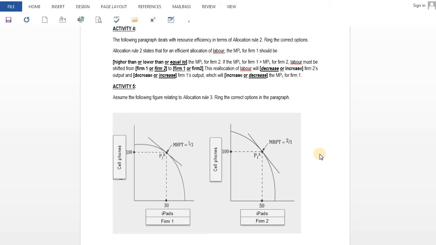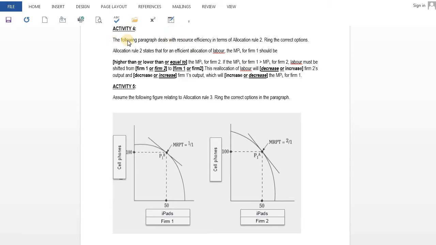So to catch up, allocative rule 1 speaks about the marginal rate of technical substitution. Allocative rule 2 speaks about the marginal product of labor, denoted as MPL. And allocative rule 3 speaks about the marginal rate of product transformation, denoted as MRPT. Please bear in mind that you know which rule speaks about what, and can interpret it when answering questions. The theory part of this module is really important to assist you when doing application. So without any waste of time, let's start with activity 4.